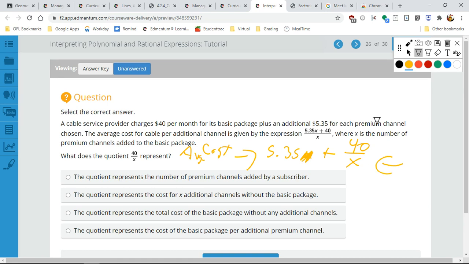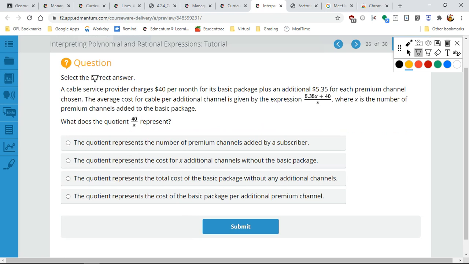So the more channels we get, technically the less that $40 is costing us per channel. So the more channels we get, we feel less of an impact of that $40. That $40 feels less. So what does this mean? This means that the cost of it goes down based off the number of channels.